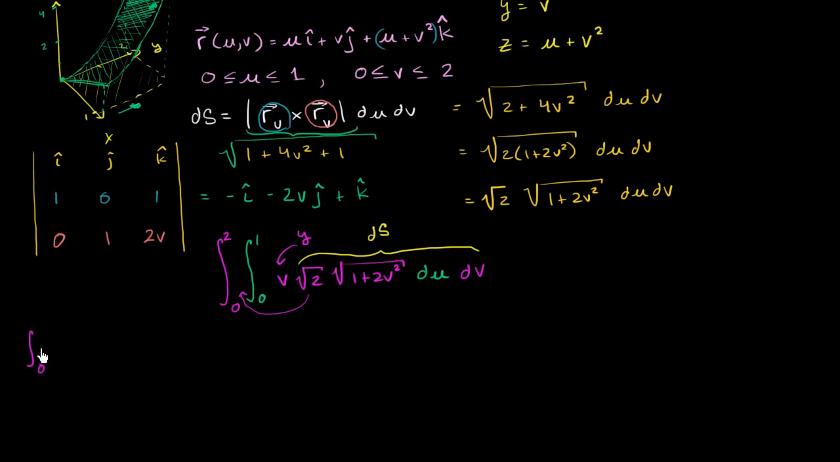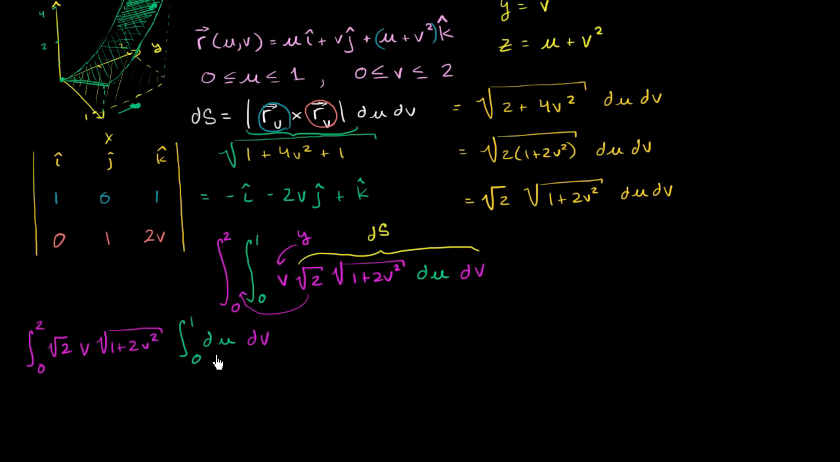So this double integral simplifies to the integral from 0 to 2 of, I'll write it as the square root of 2v times the square root of 1 plus 2v squared. So I factored out all of this stuff. And then you have times the integral from 0 to 1 du, and then you have dv.